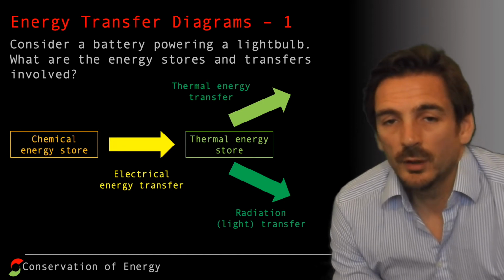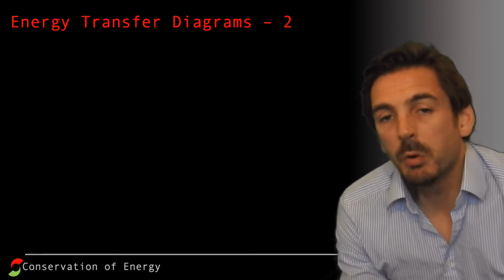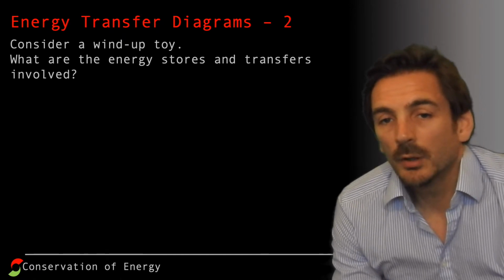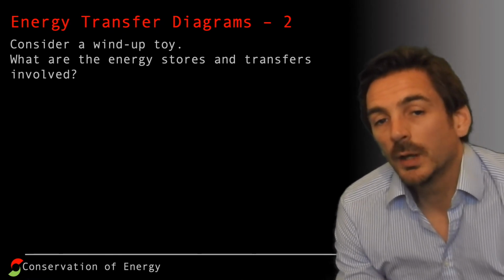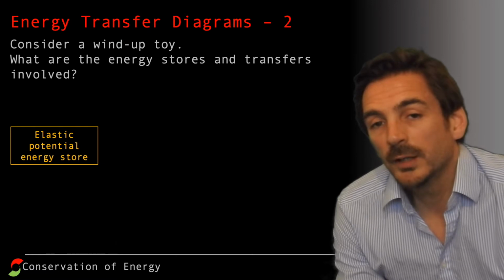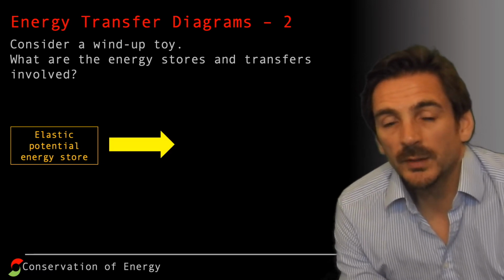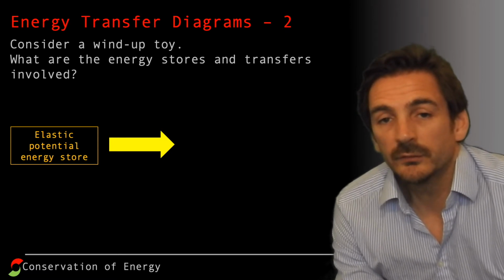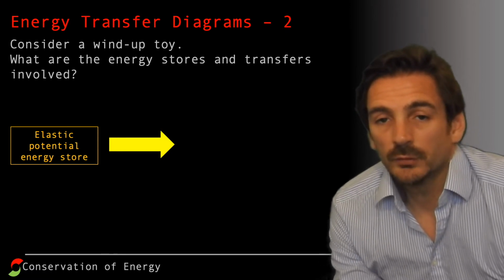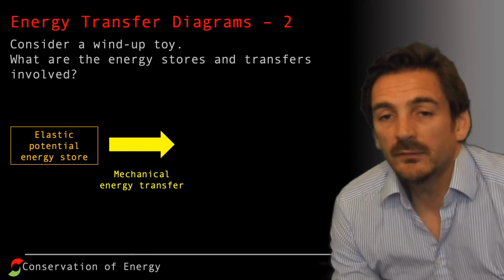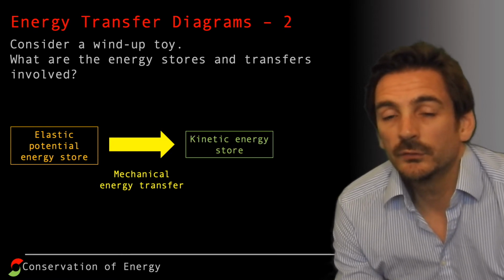Let's have a look at another example. Let's consider a wound up toy from the point at which it's been wound up. So we draw a box for the starting energy store, its elastic potential energy, and we draw an arrow to represent the transfer, and because that will involve forces, there'll be a mechanical transfer. So there'll be transfer done mechanically, and that will increase the kinetic energy store of the toy.